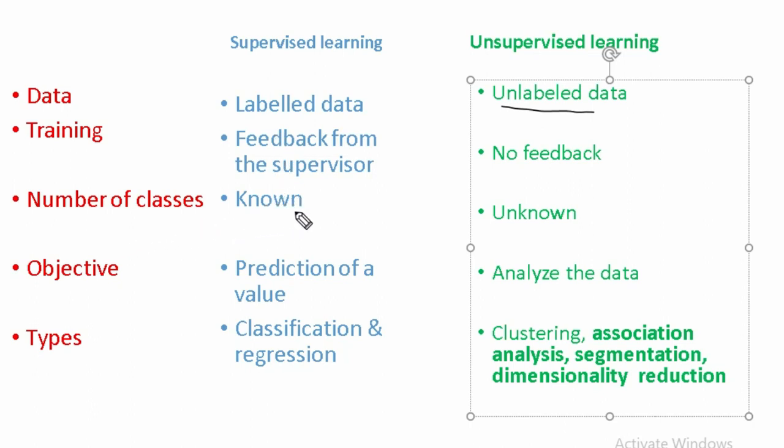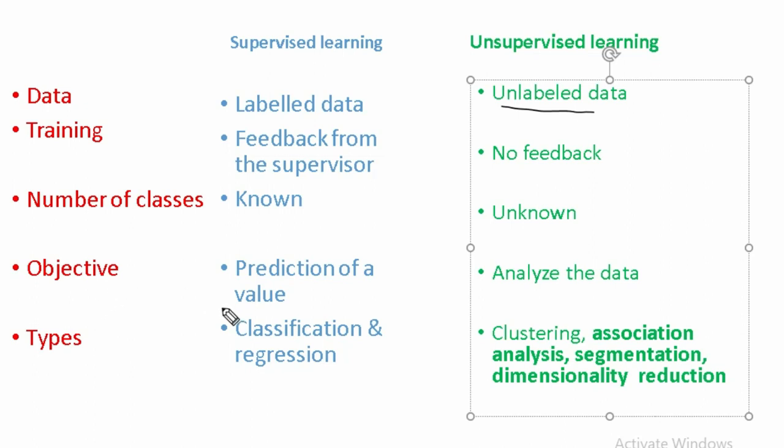The number of classes in supervised learning is known. That is, in classification, you already know how many classes there are. Whereas in unsupervised learning, the number of classes is unknown. For example, in image segmentation, you don't know how many types of regions are available. Suppose there is some green region and the given data is similar to that green region, we will pack them into a single unit. Next is the objective of the model.